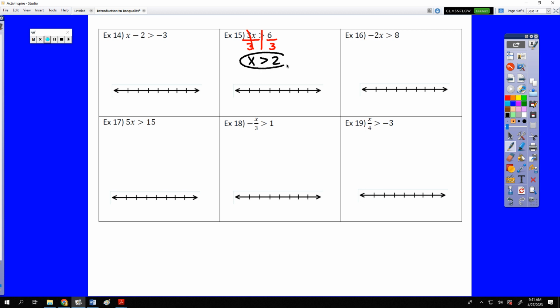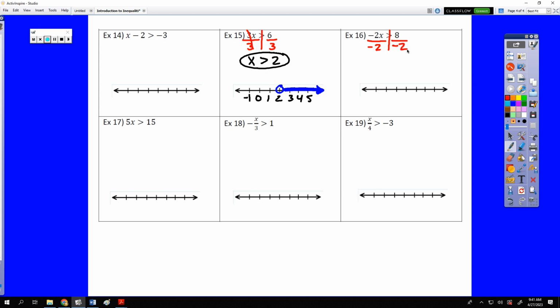X is greater than 2. So 2 goes in the middle. We label our number line. Open or closed? Open. Which way do we shade? Right. Okay. So that one's not really any different. It's just a multiplication, so we have to divide. How about example 16? How do we solve that?